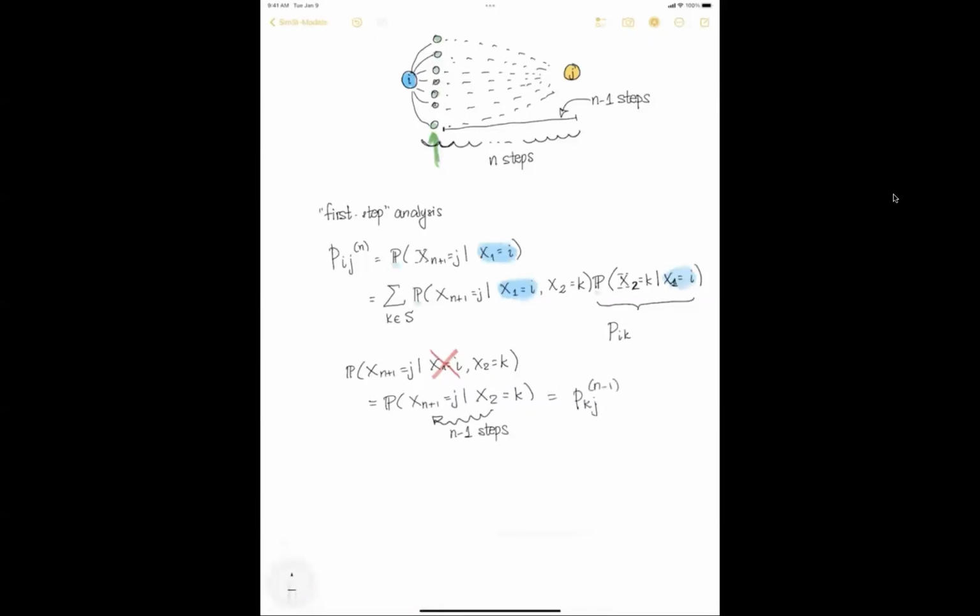So when we put everything together from this formula here, what we obtain is that P_ij^n will be equal to the sum from k equals 0 up to infinity of P_kj^{n-1} times P_ik.